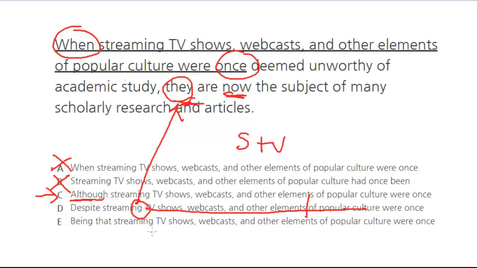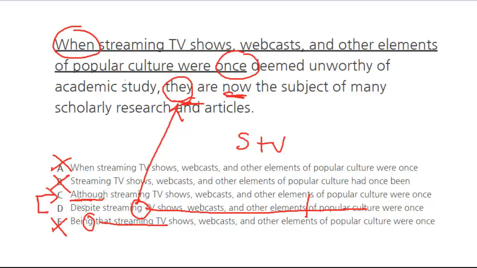"Being that TV shows, webcasts, and other elements of popular culture were once deemed unworthy of academic study." Okay, same thing. "Being," and then after that, you could have whatever you want. "Being" is talking about "they," right? It really doesn't make sense at all. Also, it doesn't have a contrast. There's no contrast in E, so it wouldn't work. So I guess you could really think about C and D.